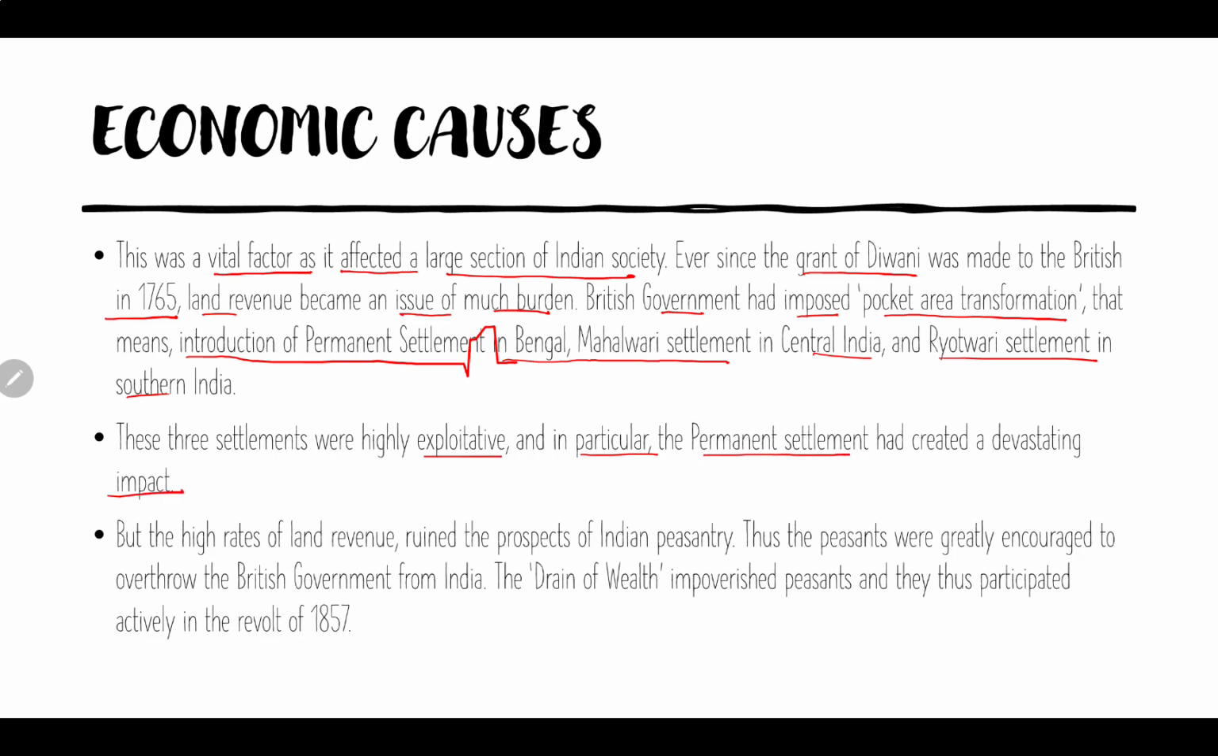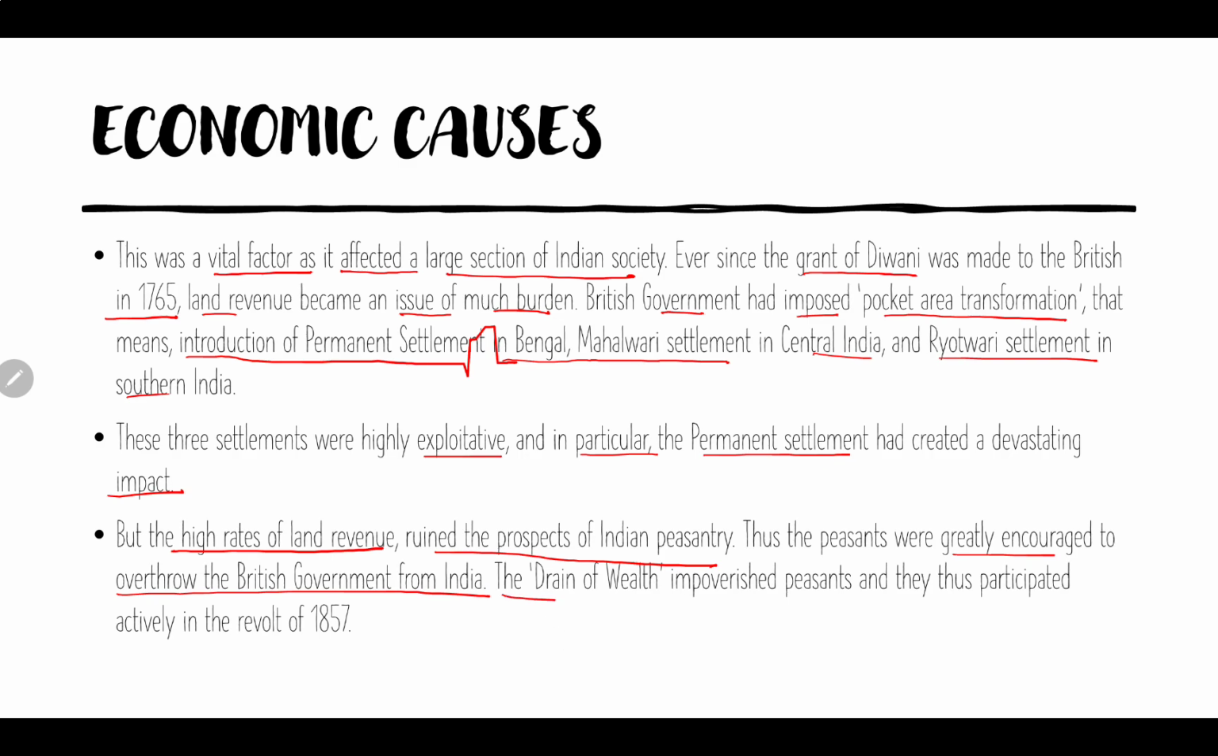Now, all this new land revenue system was not very good for India. It created a devastating impact, and the high rates of land revenue ruined the prospects of the Indian peasantry. Whatever revenue had to be given to the British government was very high, and it killed the Indian peasantry. Thus, peasants were greatly encouraged to overthrow the British government in India.